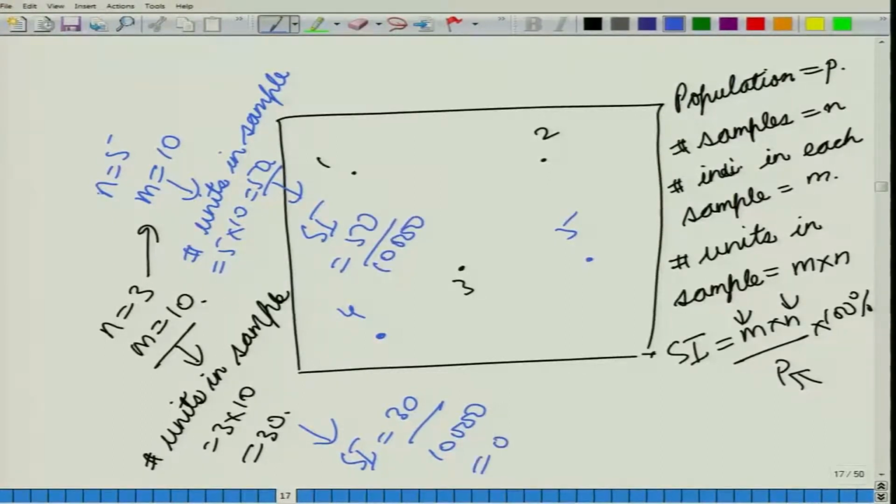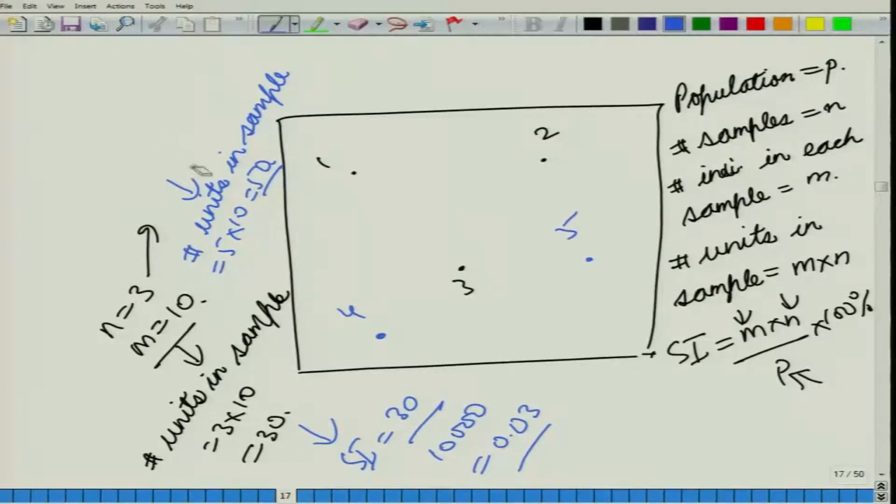So, in this case it was 0.03, and in this case it becomes 0.05. So, the sampling intensity has increased by just increasing the number of samples that we took. At the same time, we can also increase the number of individuals in each sample.